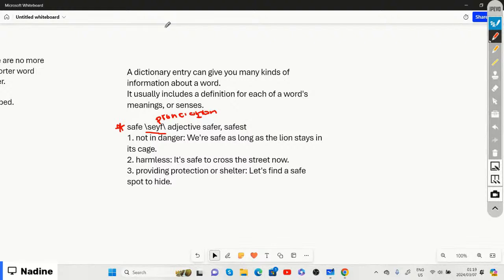So the second meaning is being safe means that it is harmless. It's safe to cross the street now.